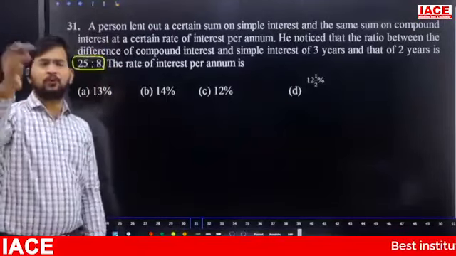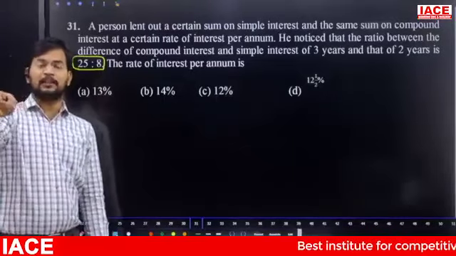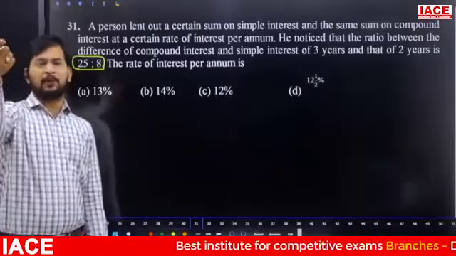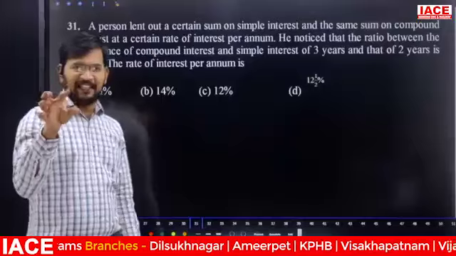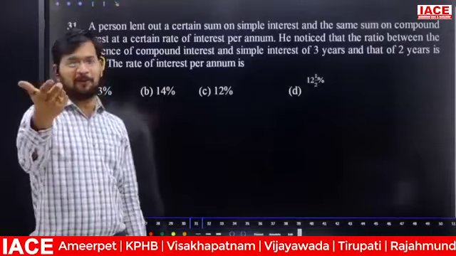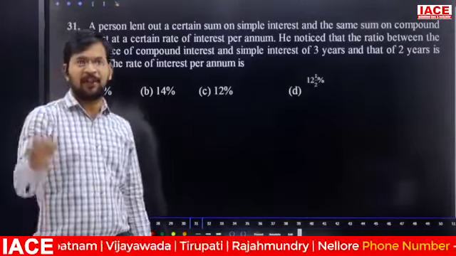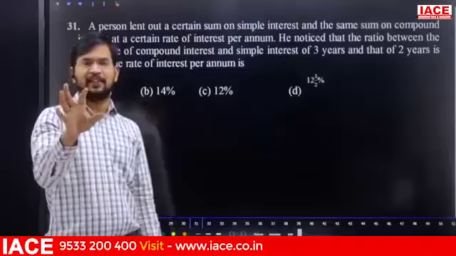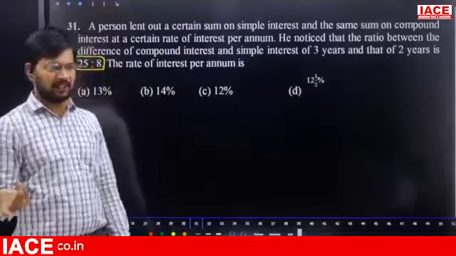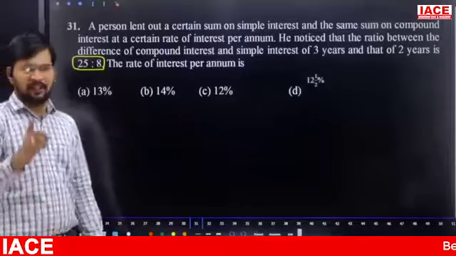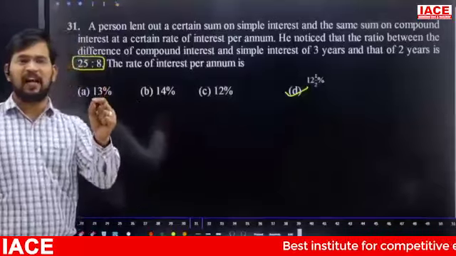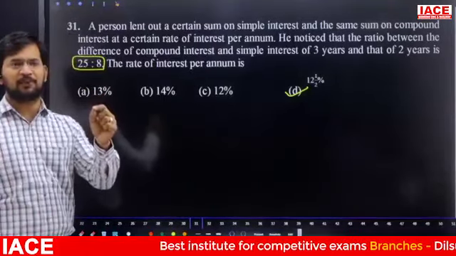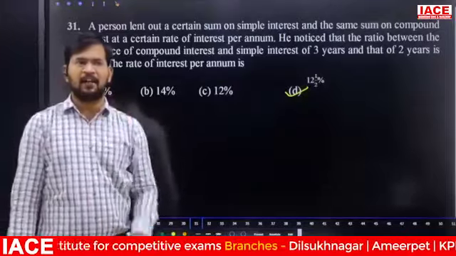25 parts is the 3 years difference, 8 parts is the 2 years difference. So 25 by 8, the denominator is 8. I already told you, whenever 8 is in the denominator, your answer is in a multiple of 12.5, because 1 by 8 is nothing but 12.5%. Whenever the given data is in terms of an 8 fraction, your answer is probably in terms of 12.5%. So which option is there in terms of 12.5%? Only one option is there. That is the reason your answer is option D. Straight away I can say the option is 12.5%.